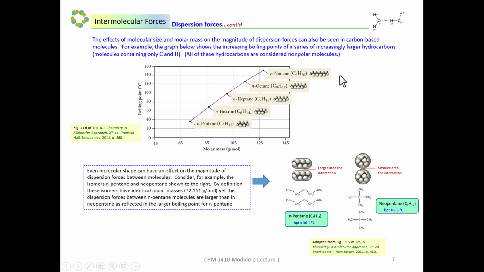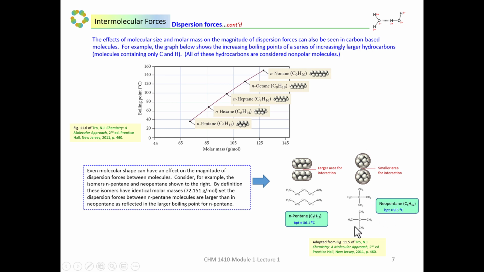Even molecular shape can have an effect on the magnitude of dispersion forces between molecules. Consider, for example, the isomers n-pentane and neopentane shown to the right. Well, pentane has 5 carbons and neopentane has 5 carbons. Both have 12 hydrogens. That's why they're isomers. They have the same molecular formula. They're obviously different compounds. They're put together differently.